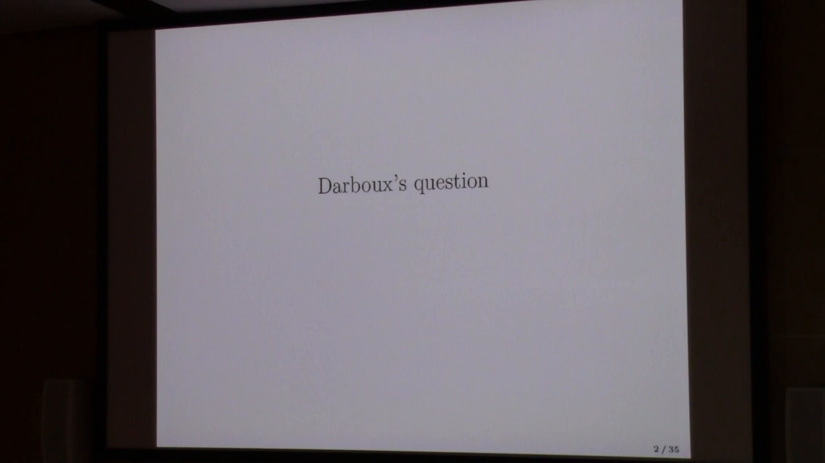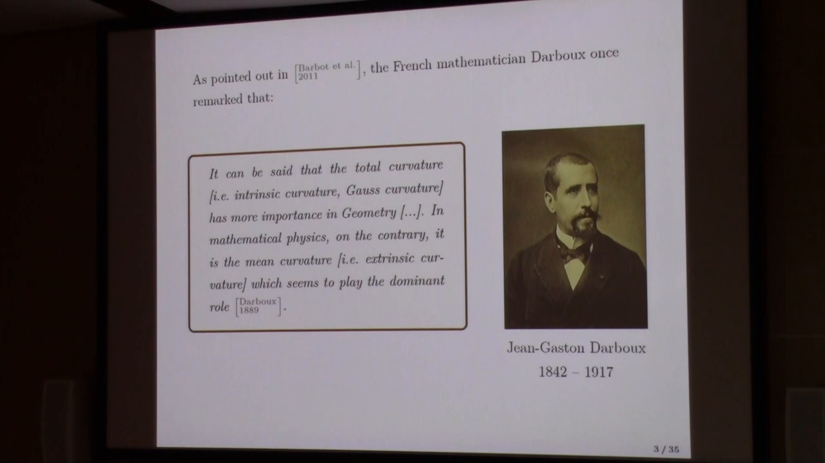While I was reading the literature on these topics that I found myself working on, I came across this quote by the French mathematician Darboux, who wrote about 130 years ago concerning the geometry of submanifolds. So we're talking about two-dimensional hypersurfaces embedded into a larger ambient space-time. And he wrote, "It can be said that the total curvature, that means intrinsic curvature or Gauss curvature, has more importance in geometry. In mathematical physics, on the contrary, it is the mean curvature, so the extrinsic curvature, which seems to play the dominant role."